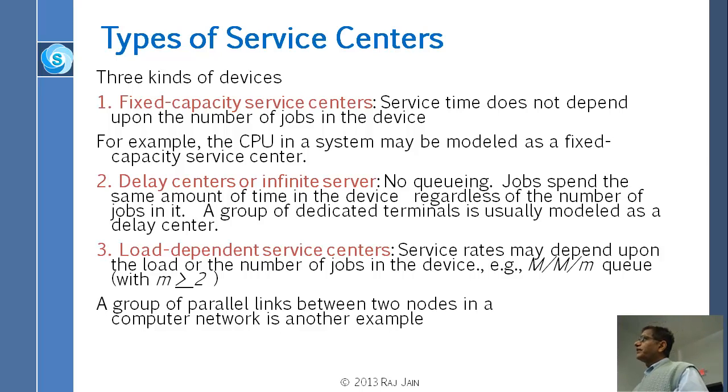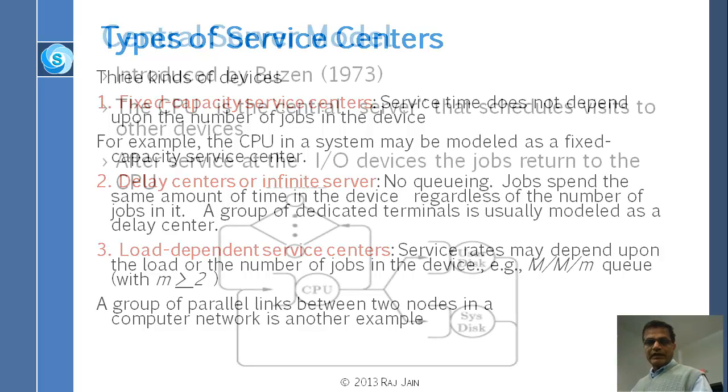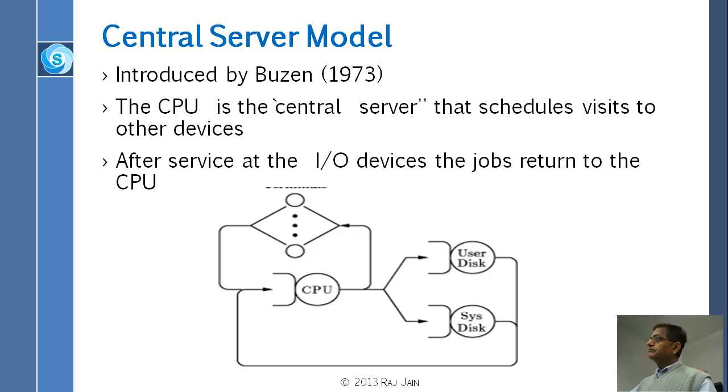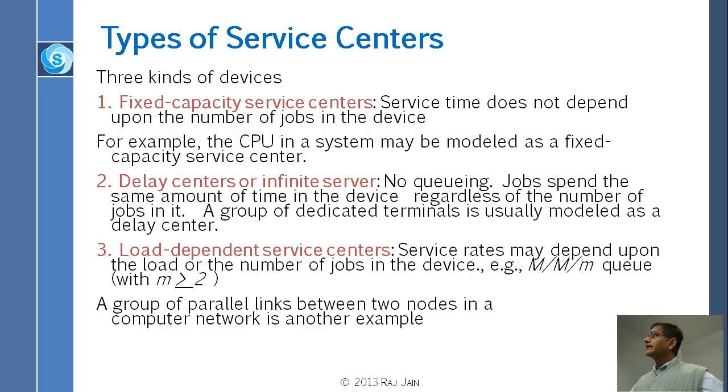Then delay centers are infinite servers. The delay centers are ones where there is no queuing, but the job spends the same mean amount of time regardless of the number of jobs in it. Here there is no queuing. When a job comes in, it goes to this system and is served for some random time and then comes out. So this can be random, by the way; delay centers don't have to have a fixed deterministic time. A group of dedicated terminals is a delay center.